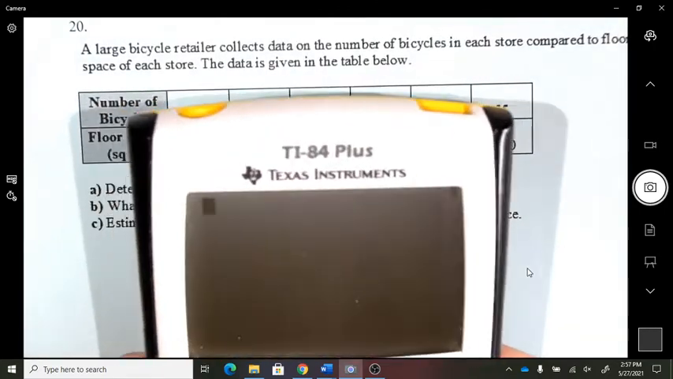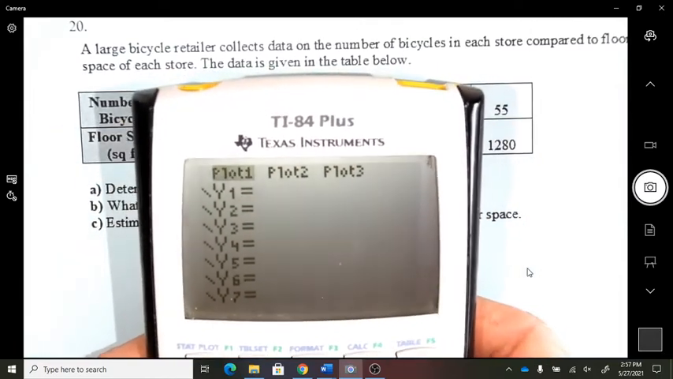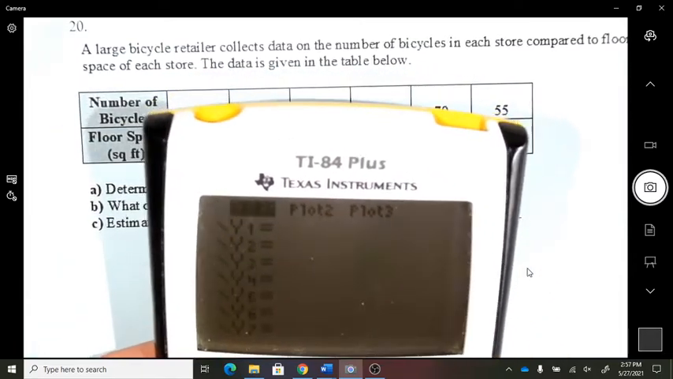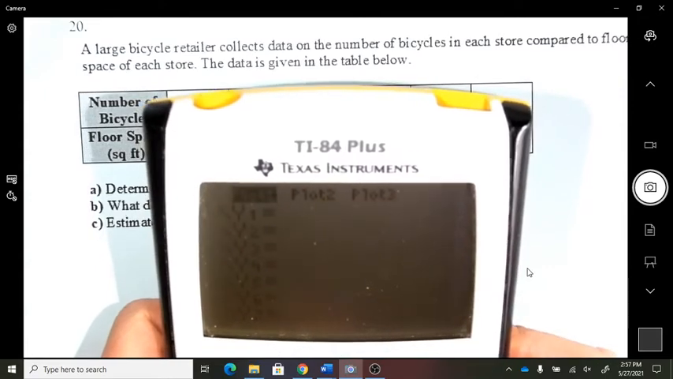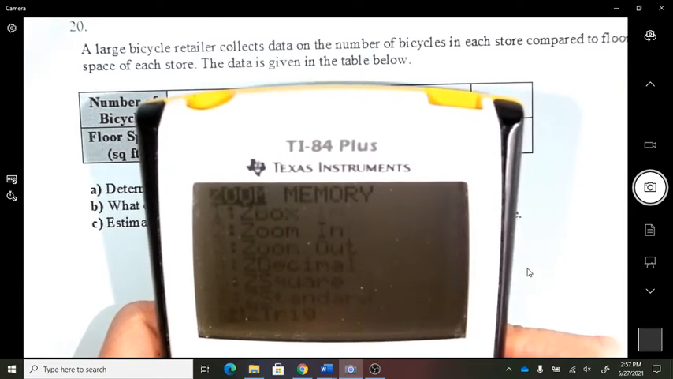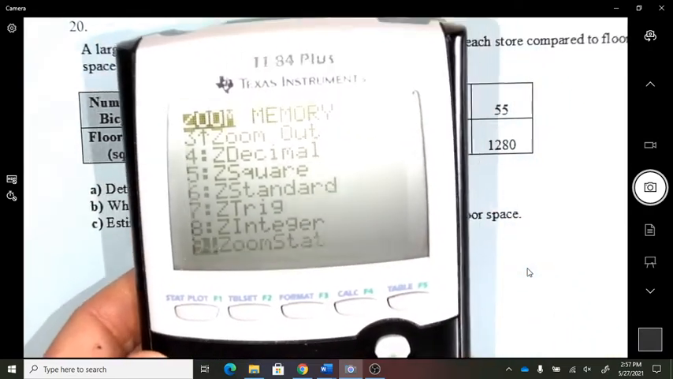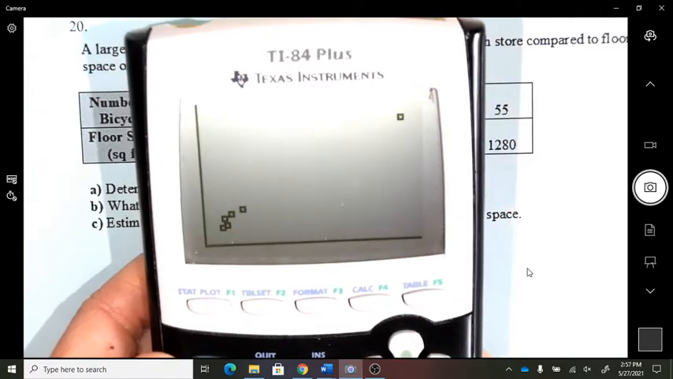Plot on. Yeah, I'm going to go y equals. I'm going to clear that equation out. I'm going to activate the plot, and then zoom 9, because it's zoom stat. Okay, there's that.